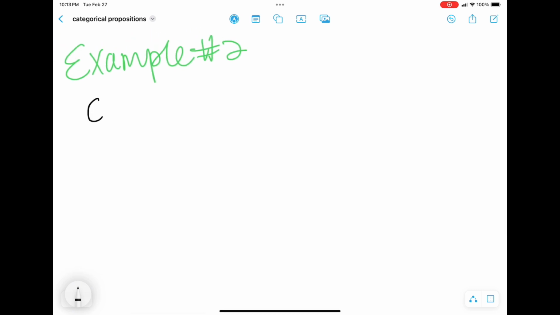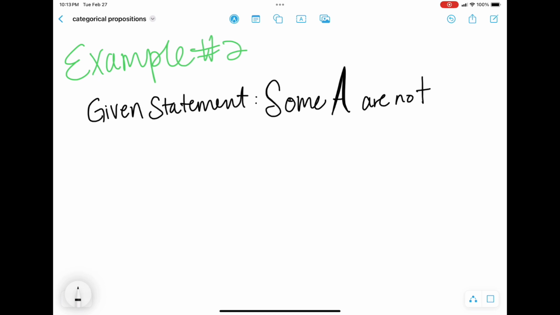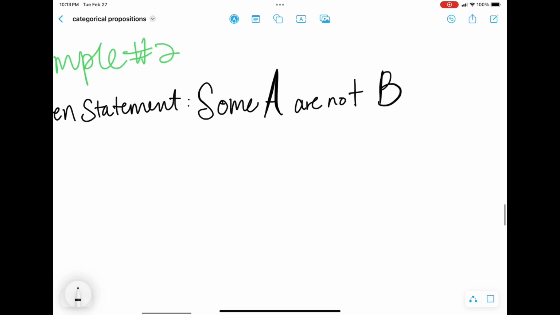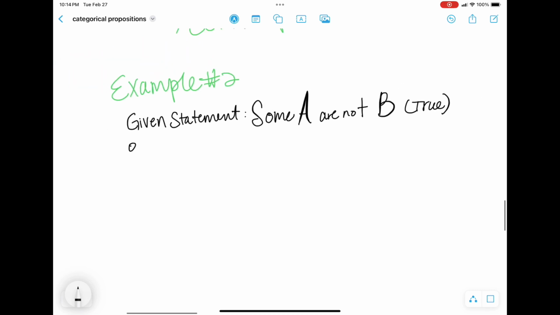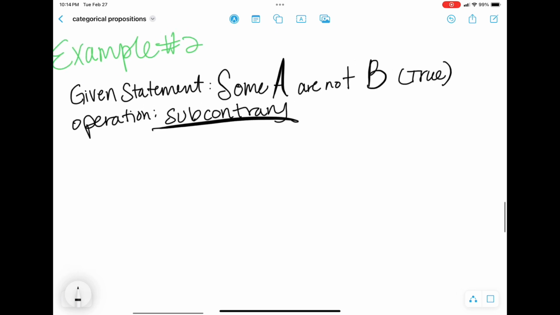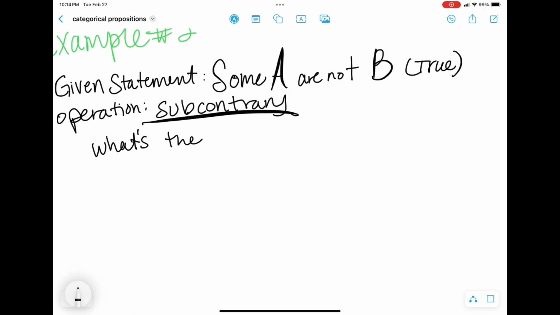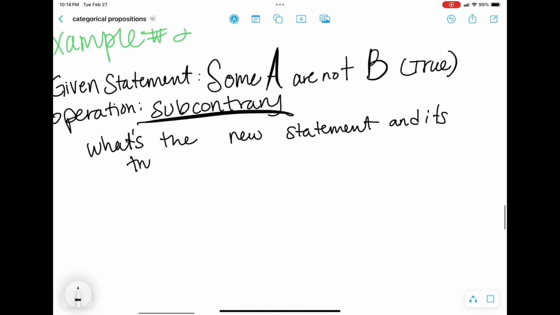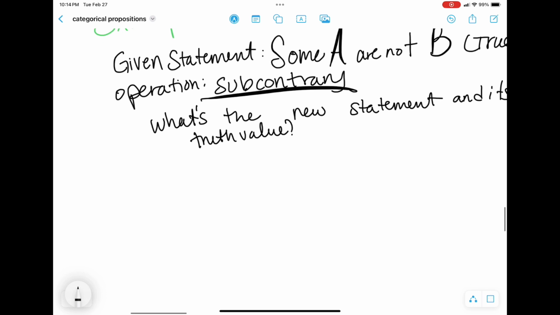Let's look at another example. The given statement here is some A are not B. And we're also given that this statement is true. So this is an O claim. Let's see what would happen if we found the subcontrary to this claim. What would the new statement be if we're looking for the subcontrary, and what's the truth value of the claim?